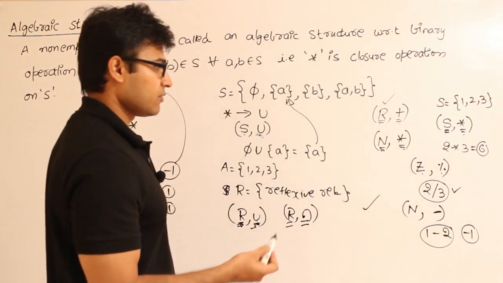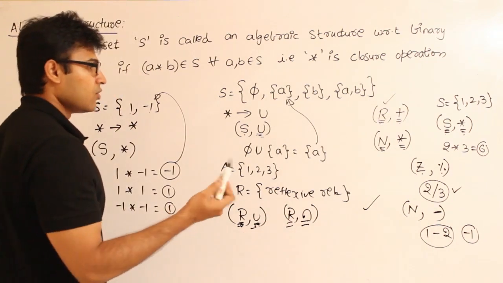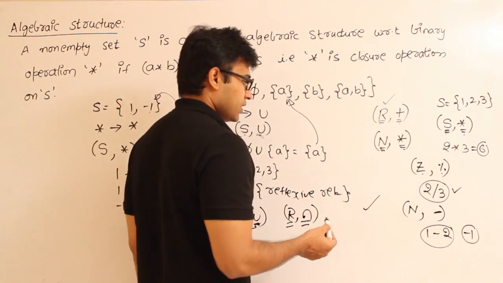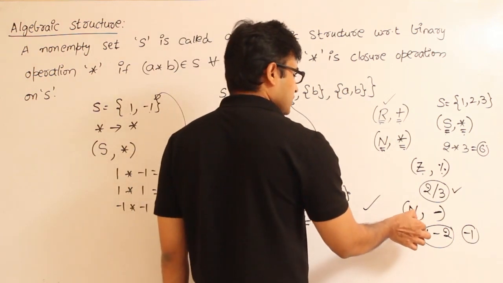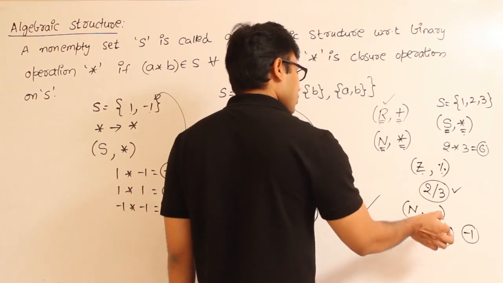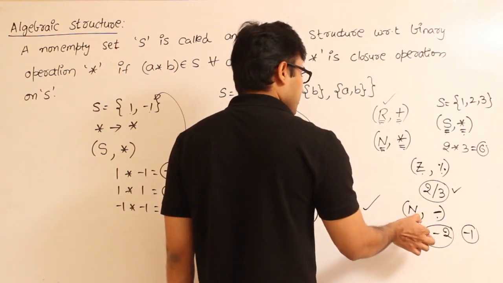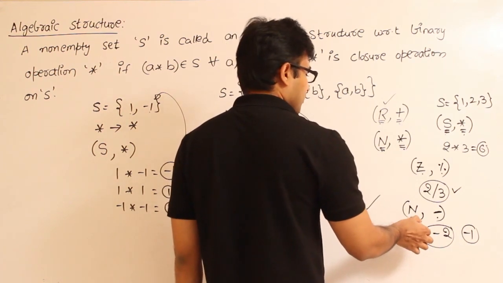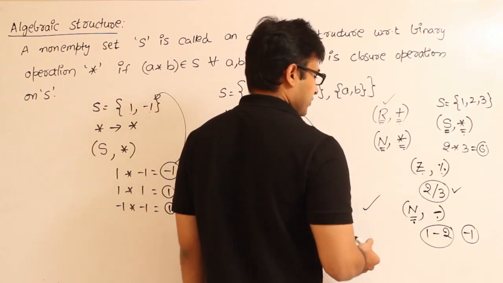So natural numbers start from 1 and go on to infinity, but here it is -1. So what can you say about it? The set of all natural numbers is not closed under the operation subtraction. So the set of all natural numbers cannot be an algebraic structure with respect to the operation subtraction.